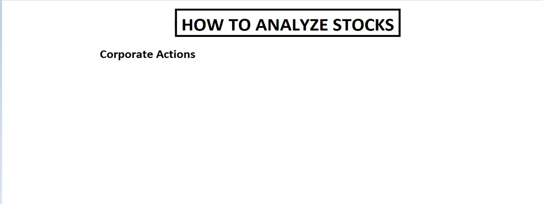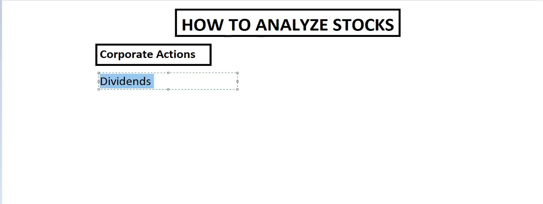The next important parameter is corporate actions. It is very important to monitor corporate actions very closely for any company you are going to invest in. Corporate actions such as dividends. As you know, every company keeps generating profits. If the company is making more profits, it shares the profits by way of dividends with the shareholders who have invested in the company. Dividends can be in the form of cash as well as stock. Either it can be a cash dividend or a stock dividend. Generally, companies pay dividends in cash.